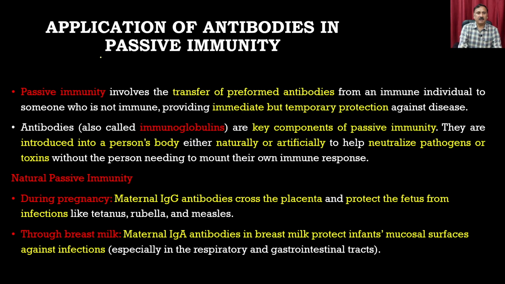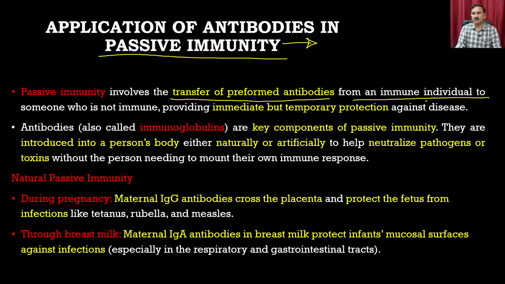So antibodies are being used in passive immunity. So remember, passive immunity means where you are going to get a significant help from the reagent, right? So passive immunity involves the transfer of preformed antibodies from an immune individual to someone who is not immune, providing an immediate but temporary protection against the disease.